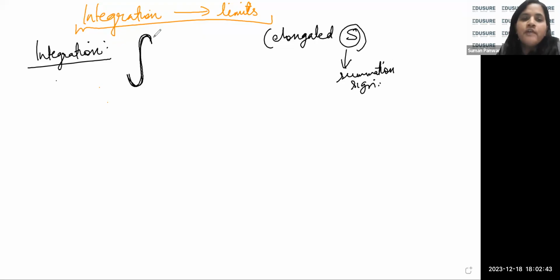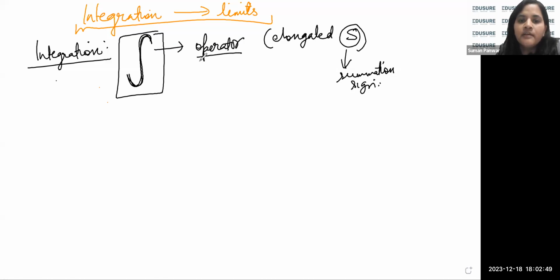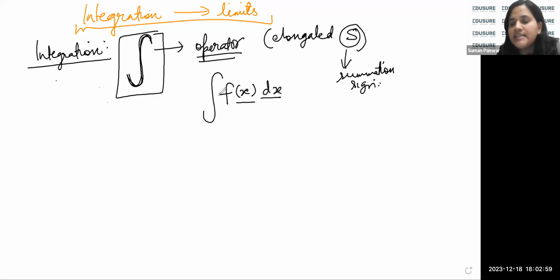So what is an integration? It is an operator. It is a machine. It is applied over a function. So we actually integrate a function. And we write dx. Now what is dx? Let me explain it to you.